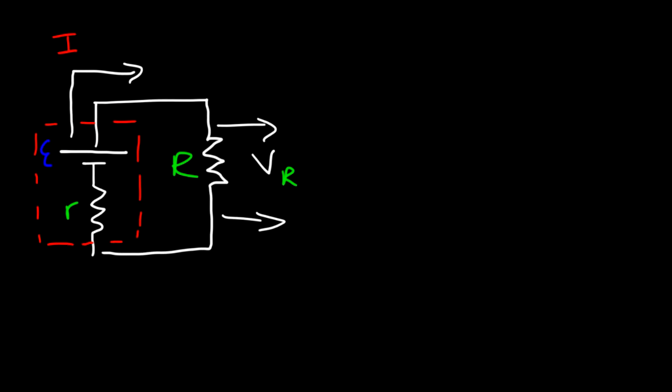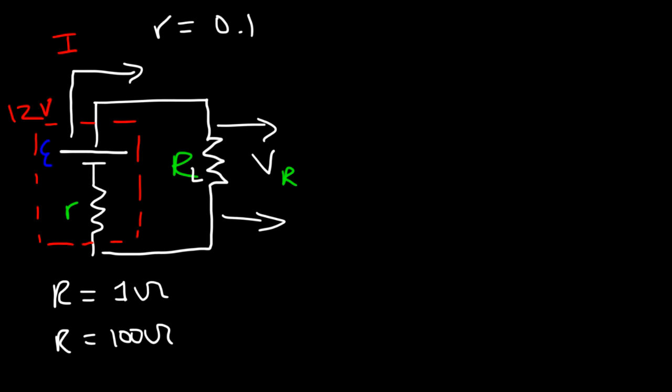So let's calculate the terminal voltage of a battery when the resistance, or sometimes called the load resistor, let's say when it's 1 ohm and when it's 100 ohms. And let's say the voltage of the battery is 12 volts. So let's say that's the EMF of the battery. And let's say that this particular battery has an internal resistance of 0.1 ohms. So with this information, go ahead and calculate the terminal voltage when the load resistance is 1 and when it's 100. The first thing we need to do is find the equivalent resistance of the circuit.